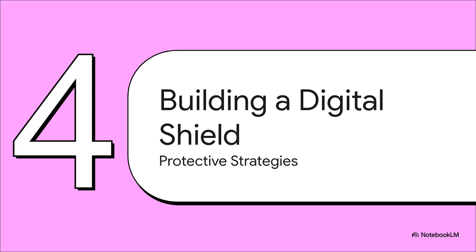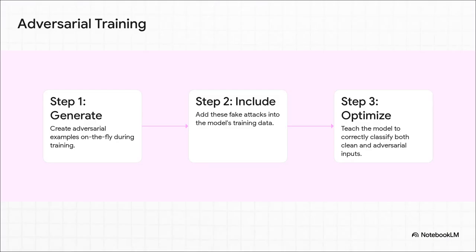So since just detecting these things isn't going to cut it, the focus is shifting. It's moving towards building a kind of digital shield, creating systems that are just tougher and more robust right from the get-go. And the main strategy for this is something called adversarial training. It's a great name for it, and you can really think of it like a vaccine for the AI. You're intentionally exposing the model to these fake attacks in a safe, controlled training environment. You teach it to see them, recognize them, and classify them correctly anyway. The goal is to build up a kind of digital immunity.